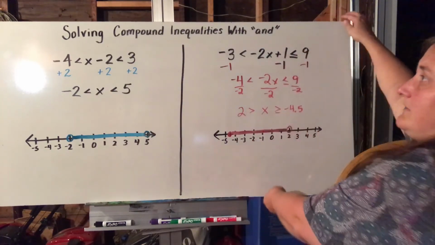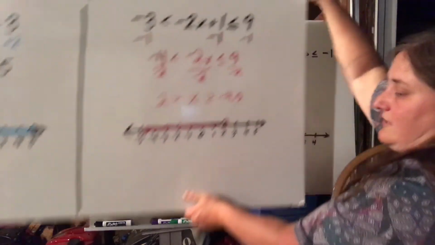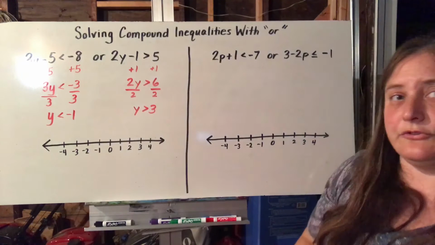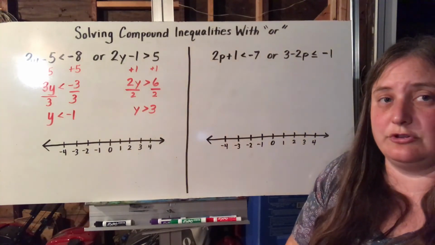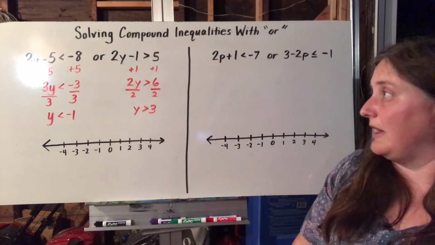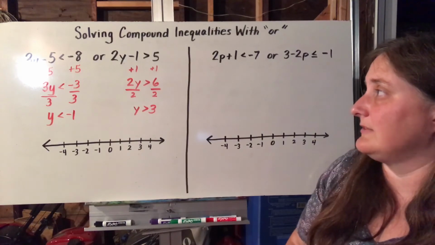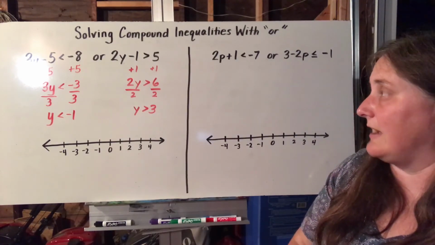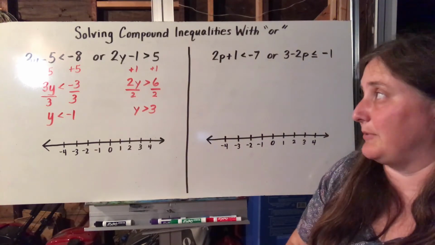All right, let's look at solving some compound inequalities that use the word or. So when they're using the word or, we're going to have two separate inequalities at all times. So we have 3y minus 5 is less than negative 8, or 2y minus 1 is greater than 5. So I solved them both separately.